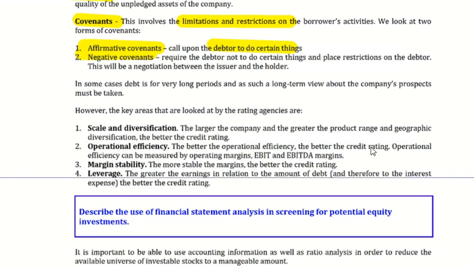Often you get rating agencies that will also look at the quality of the issuer. They look at things like scale and diversification, operational efficiencies, margin stability, and leverage. Leverage is the amount of earnings in relation to the amount of debt, and of course the greater the amount of earnings in relation to debt, the better the credit rating.